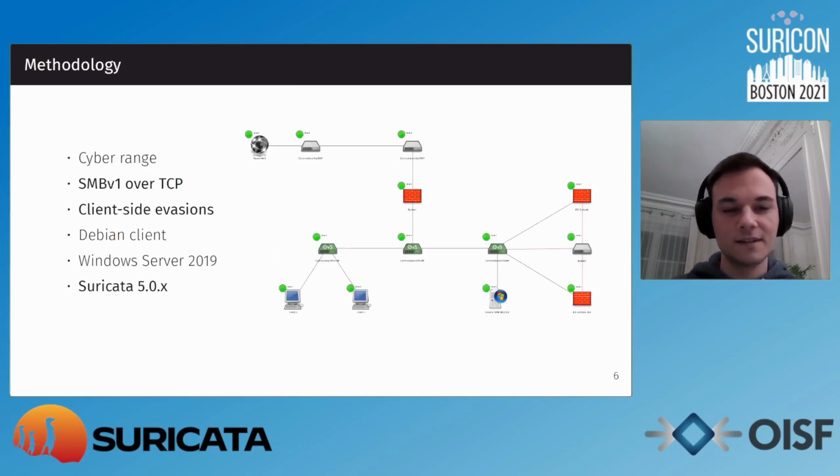For this project, Telecom Nancy provided us with a cyber range infrastructure, which is like a hypervisor and a virtualized environment for creating networks. We chose to focus on SMB v1 over TCP and client-side evasions, so evasions that are performed by the client. In our network topology, we used a Debian client, a Windows server, and two Suricata instances, version 5. The first one is provided by the official repositories, and the second one is a development version used to test switches.